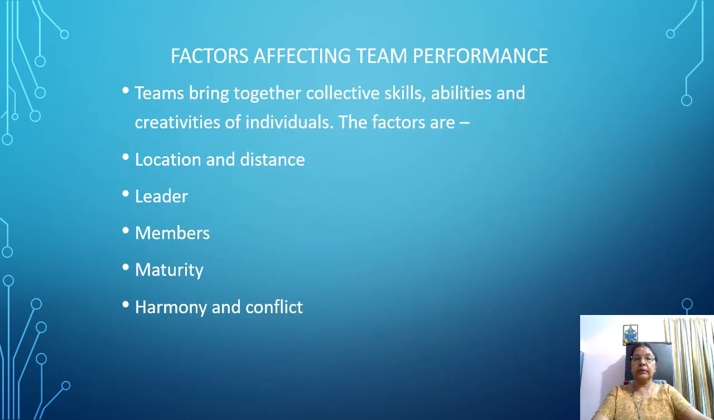So, what are the factors that affect team performance? One is location and distance, what type of leadership they have, what type of members they have, what is the maturity level of the teams, and how much harmony and conflict is there among the teams. These are the factors which affect team performance. So, team performance is all about collective work, collective skills, and abilities of individual team members. They all work together to achieve a common goal.